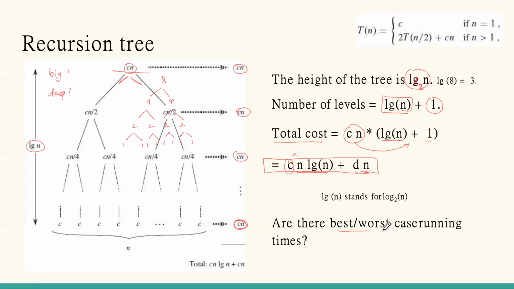Now, are there best case and worst case running times? The answer is no. That's because regardless of whether the list is sorted or not, we always execute the entire recursion tree and go all the way to the bottom. So merge sort does not have a best case or worst case running time. No matter whether the input is already sorted, reverse sorted, or completely random, it always takes almost the same constant time, regardless of whether the input is sorted or not.